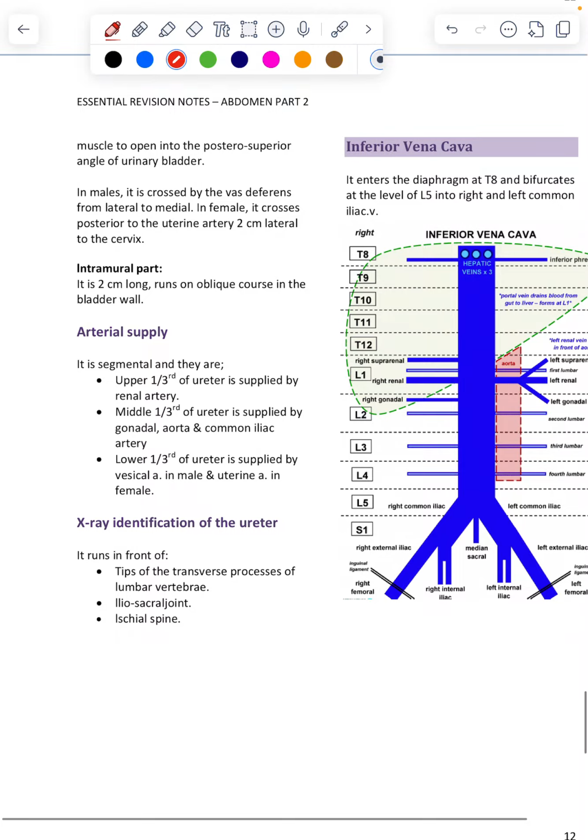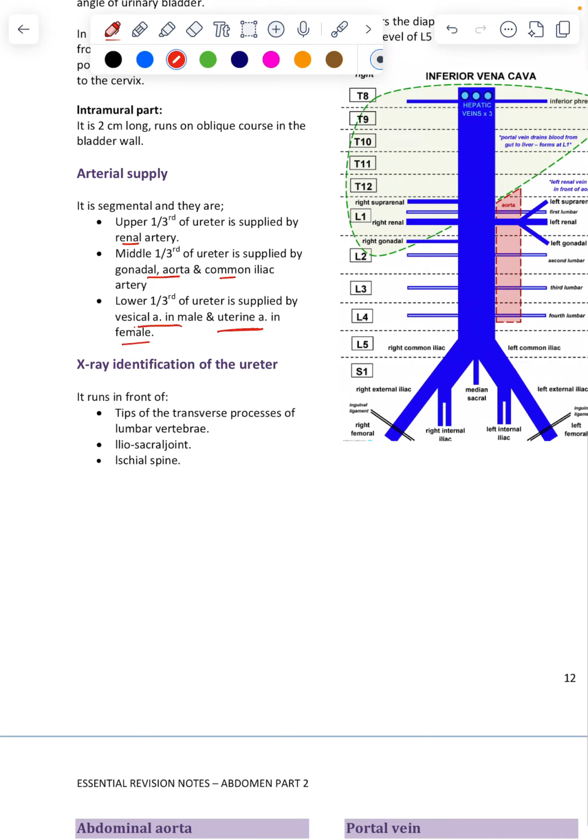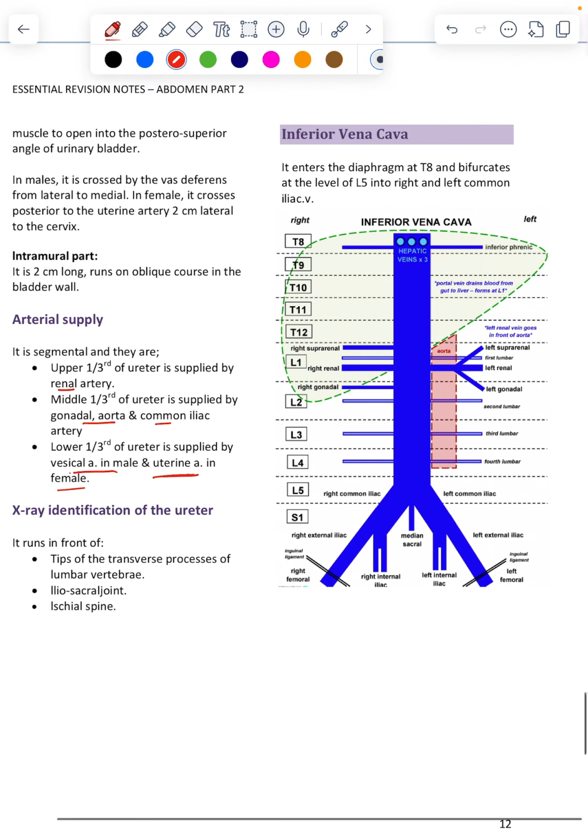The segmental blood supply: the upper third of the ureter is supplied from the renal artery, the middle from the gonadal artery and common iliac artery, and the lower by the vesical arteries, anterior in males, and the uterine artery in females. So the uterine artery is also supplying it.